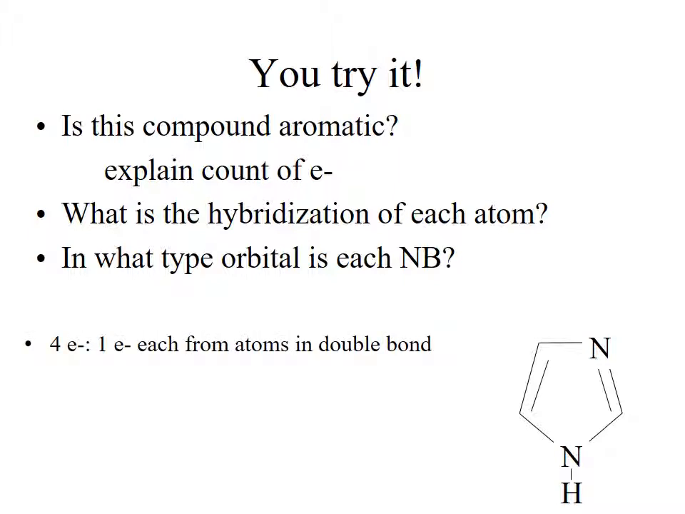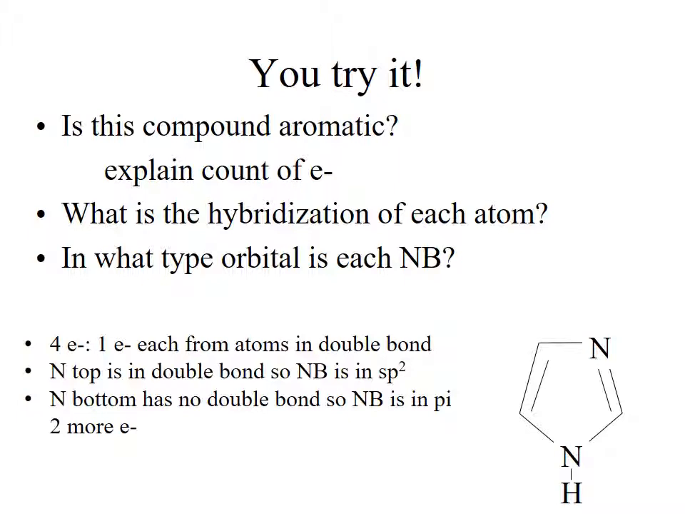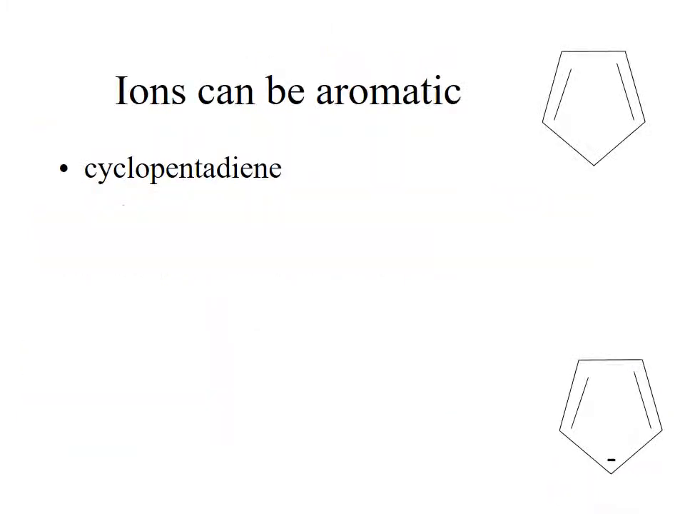So 4 electrons, 1 from each atom in the double bond, and the nitrogen that is on the top is in a double bond, so the non-bonding pair is in an sp2 orbital. The nitrogen in the bottom has no double bond, so the non-bonding pair is in the pi system. That's 2 more electrons. Altogether, you had 6 electrons. Okay, ions can be aromatic too.